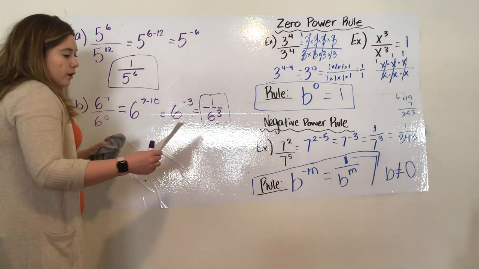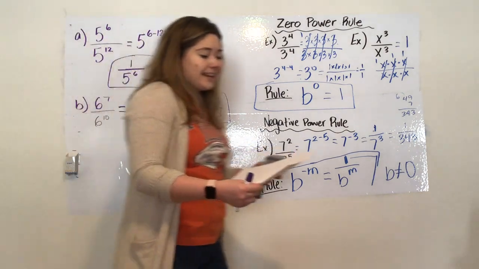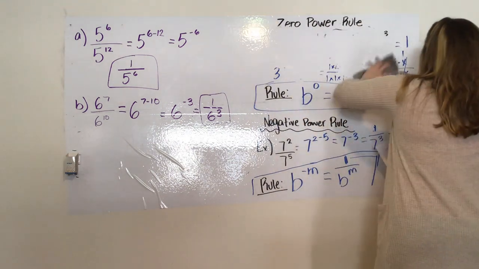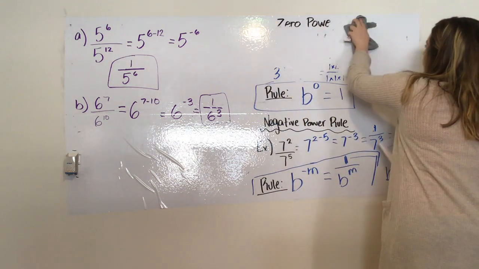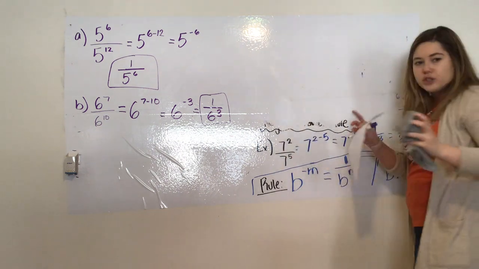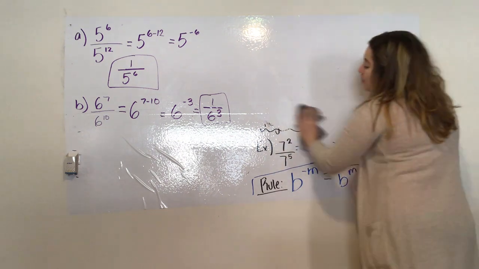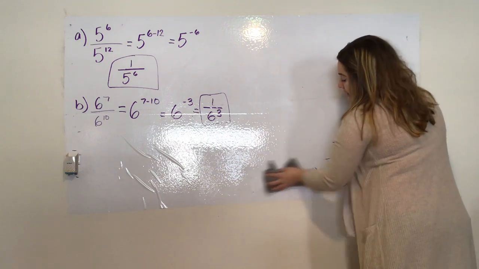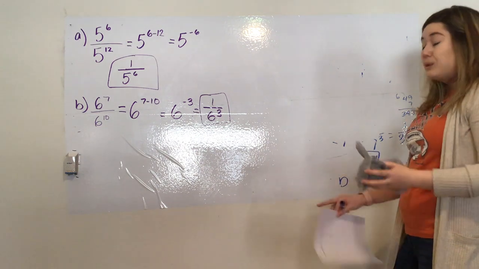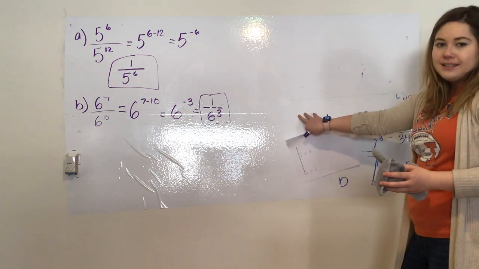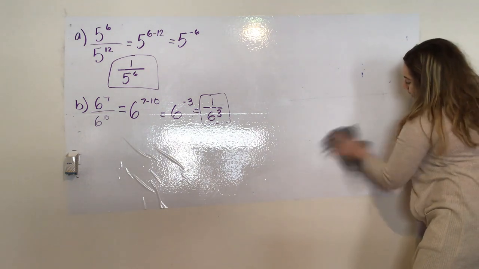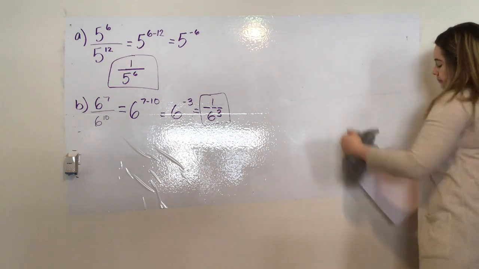Okay, so we're going to move on to the last try it. Again, it says answers should only have positive exponents. So I'm going to erase our rules. You're going to have a poster next week that gives you all the rules. It's going to be a helpful cheat sheet because, like I said, all the work we're doing next week is just getting practice down for simplifying expressions with exponents.